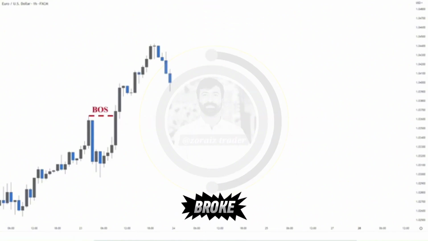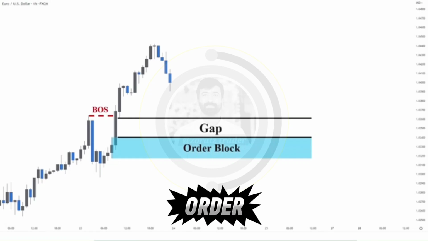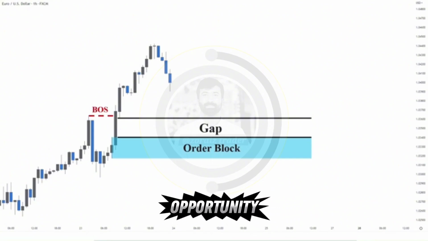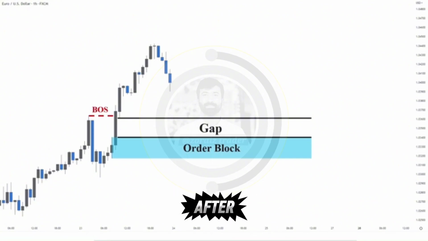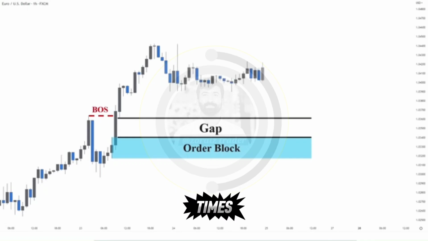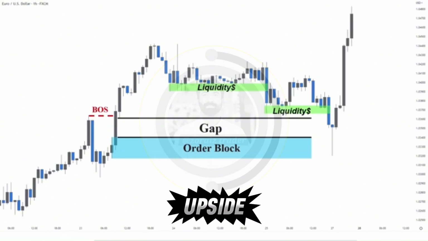Here price broke through the structure level with inefficiency, leaving behind a perfect order block. So, if the price gets back to this area to fill the gap, it would be an excellent opportunity to place buy orders. After the sharp move, the trend got exhausted, and see how many times it created liquidity zones. After that, the price broke the support levels. It took out early buyers, grabbed all the liquidity, and continued moving to the upside.